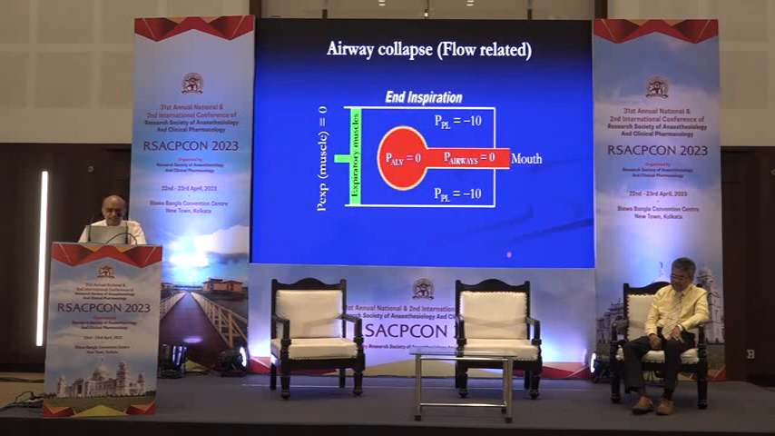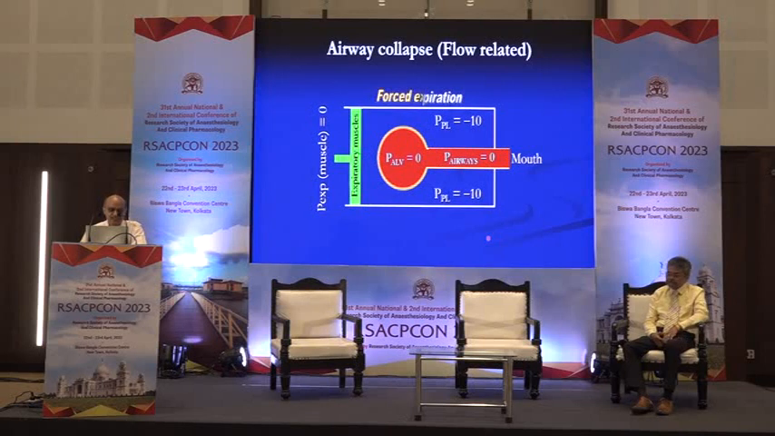So there can be airway collapse which can be flow related. Normally, as I told you, the mouth pressure is 0 and the alveolar pressure is 0. That is when there is no flow occurring across the alveoli. This is at the end of inspiration. The expiratory muscle force is 0 because they are not acting at all. The inspiratory muscle force is inactive and the pleural pressure is -10. That is at the end of inspiration.